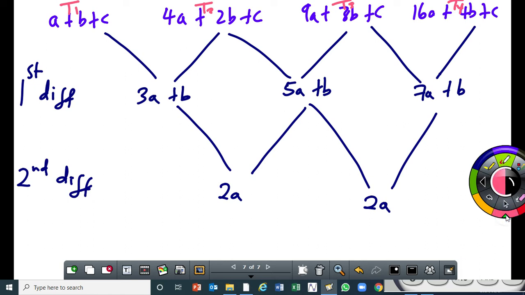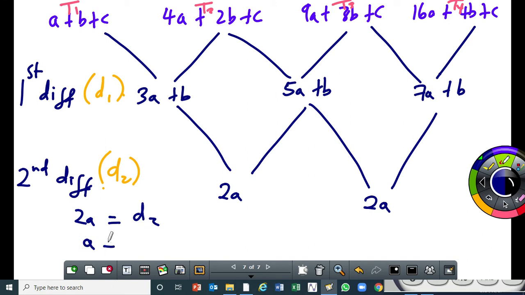So let me represent this, for my teaching purposes. This first difference I can call D1. The second difference I can call D2. If I do that, it means that 2A is equal to D2. Therefore, A is going to be D2 over 2. So this is how you calculate the value of A.